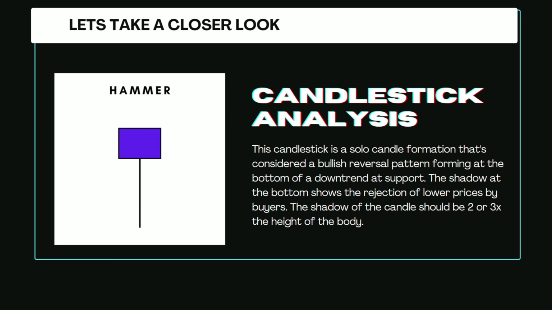As we see here, here's another bullish candle formation. This candlestick is a solo candle formation that's considered a bullish reversal pattern, forming at the bottom of a downtrend at support. The shadow at the bottom shows the rejection of lower prices by buyers. The shadow of the candlestick should be 2 or 3 times the height of the body. So this is giving you more insight into how to identify the candle. These candles could be either color, as long as it forms the hammer formation. You have a hammer candlestick.